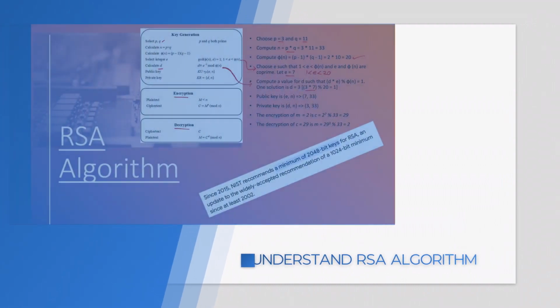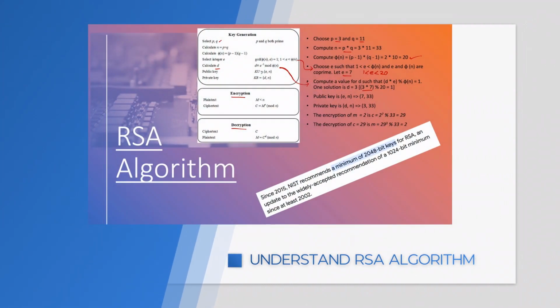it says you need to now compute your public key. So now we have all the values with us, right? We have the value of N, we have the value of E, we have the value of D. So the public key, how is the public key comprised? The public key comprises of E.